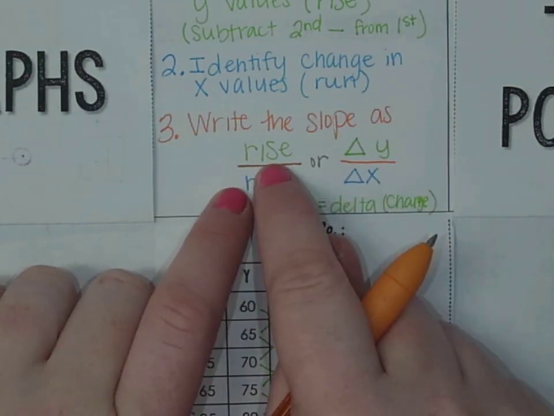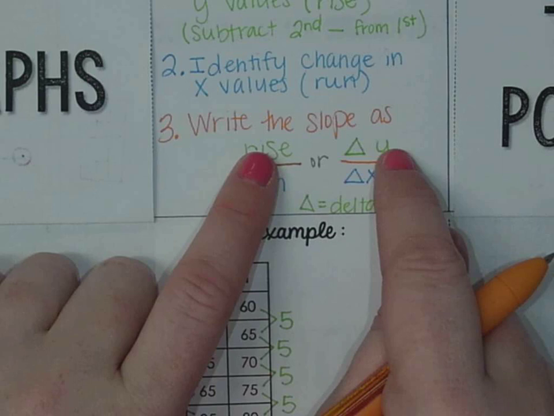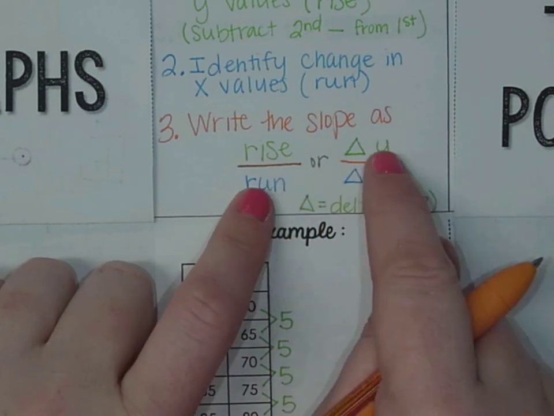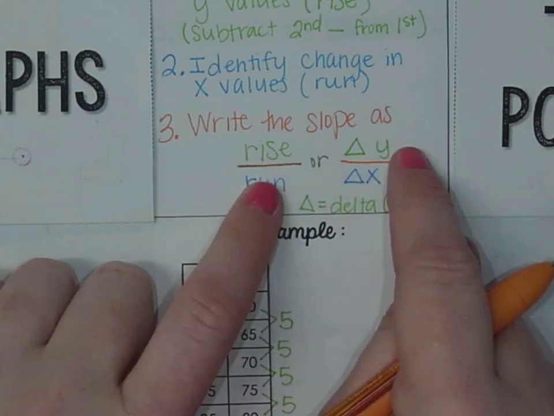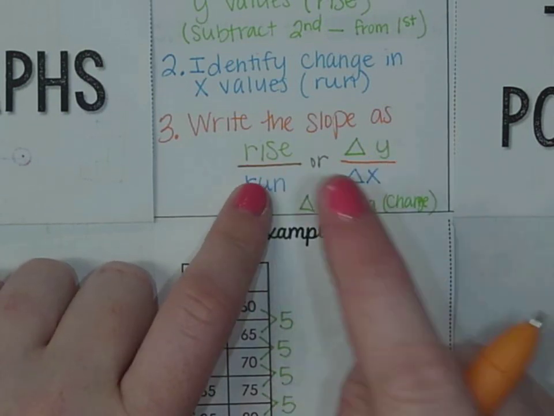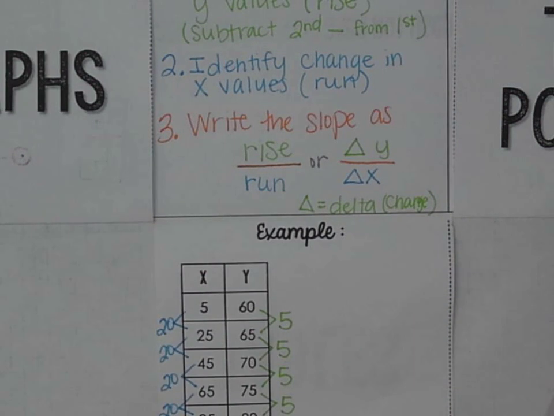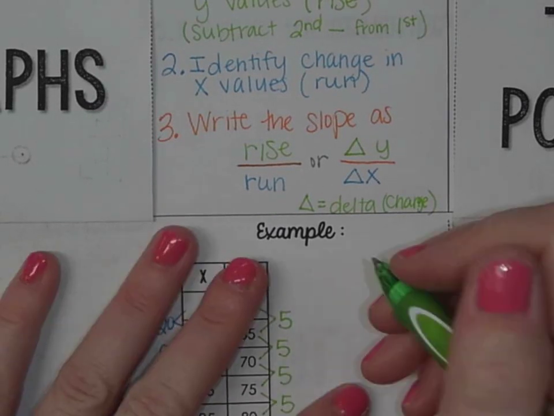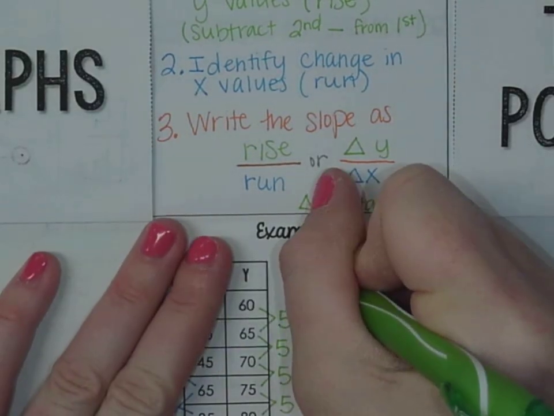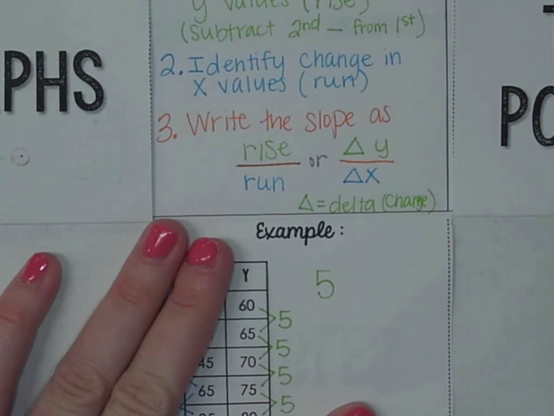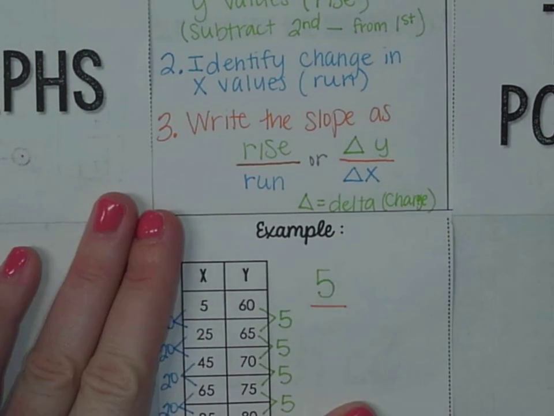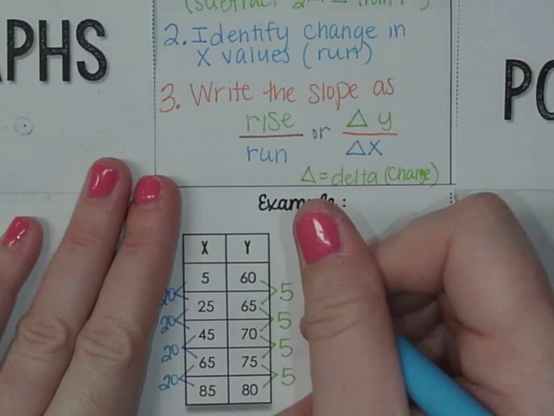So instead of trying to remember that y rises, if you say y's over run, since y's sounds like rise, I don't know. It's one of those dumb little things that I try to do to help me remember things. So I would write it as 5 over 20.